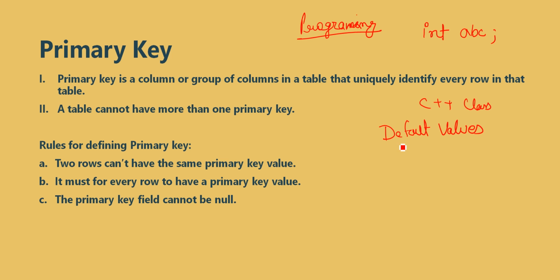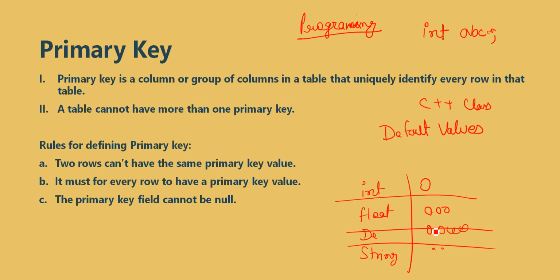So what is it going to store? Zero. We have default values. Integer we have 0, float we have 0.00, for double we will have 0.000, and for string we have an empty string, right? So these are the default values.